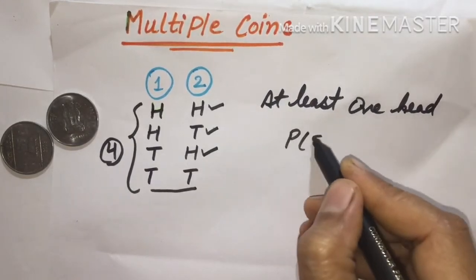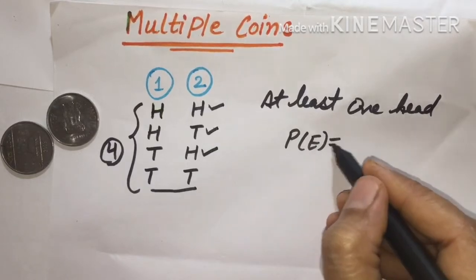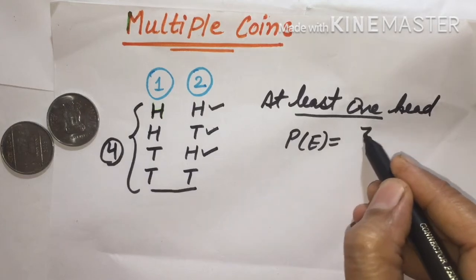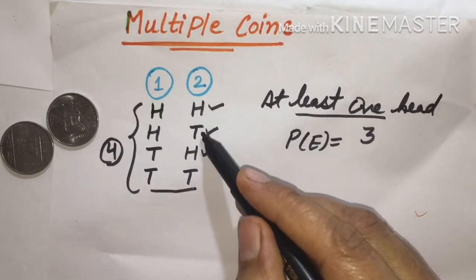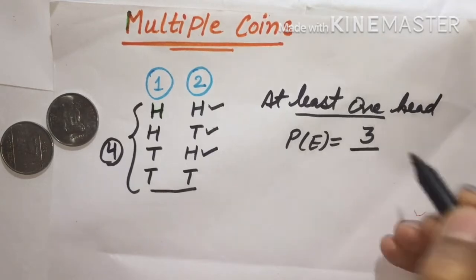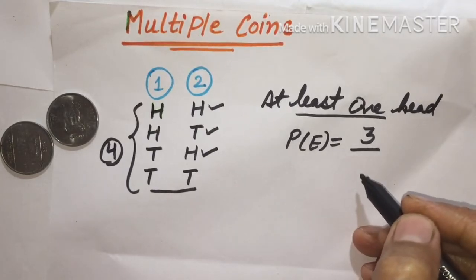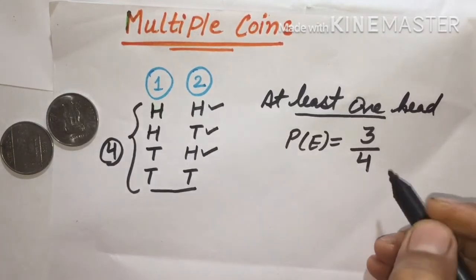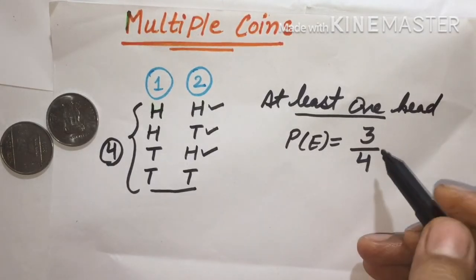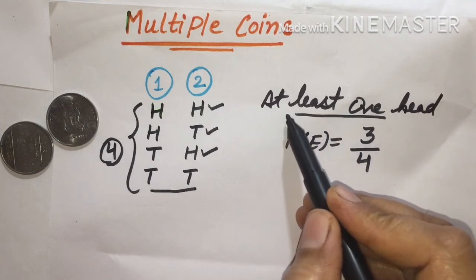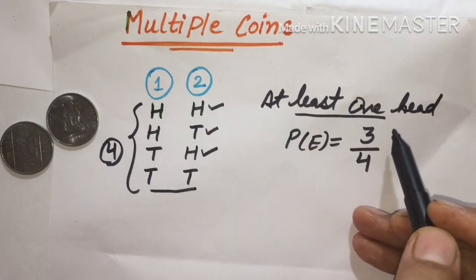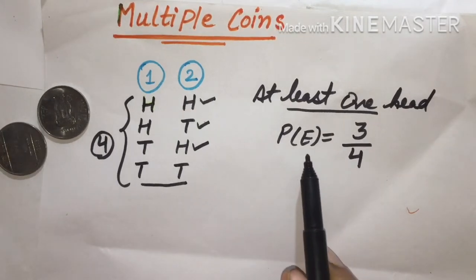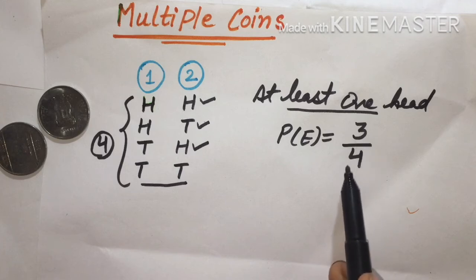So the probability of this event, of having at least one head, is equal to the number of favorable outcomes, 3 (1, 2, 3 cases with at least one head), upon total possible outcomes. Total possible cases are 1, 2, 3, 4, so 3 upon 4. So 3 upon 4 is the probability of having at least one head.